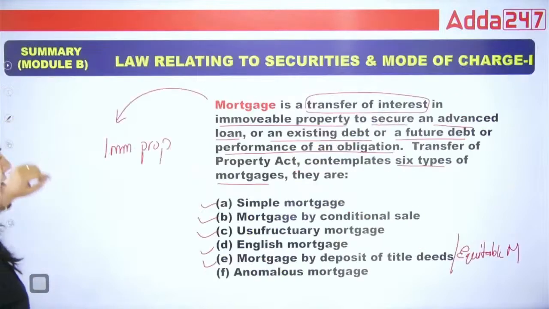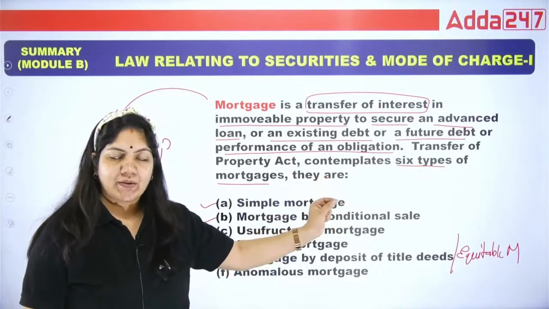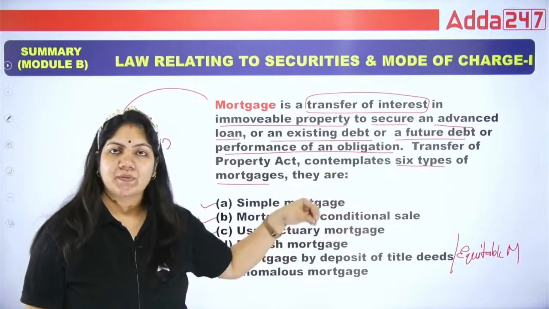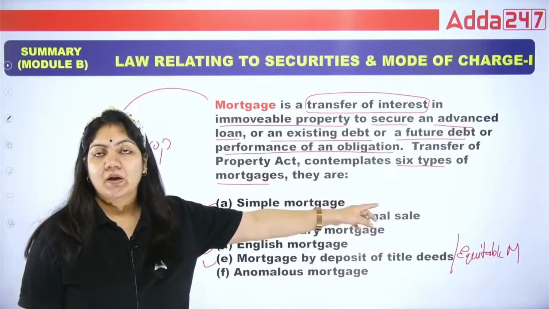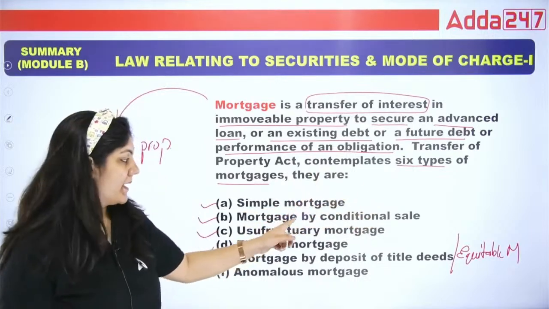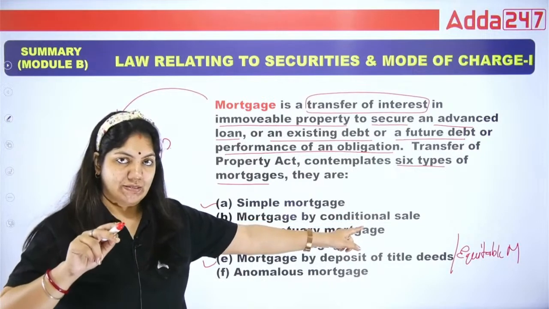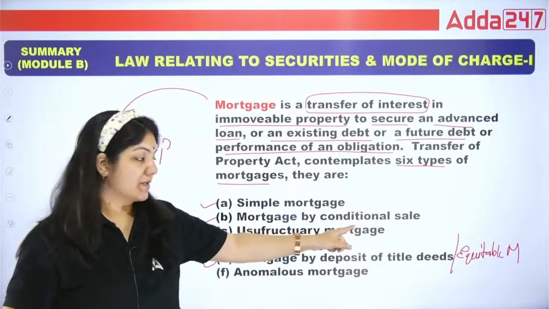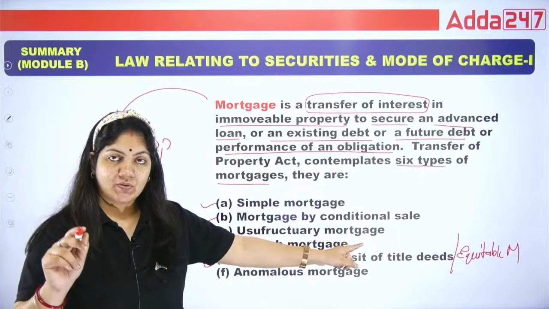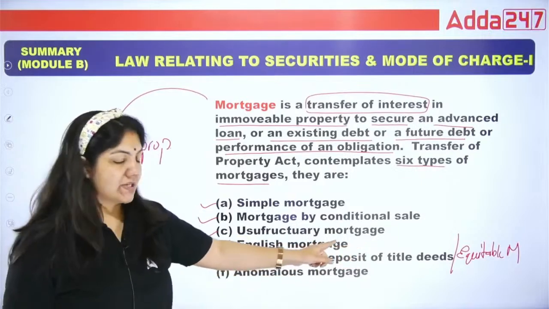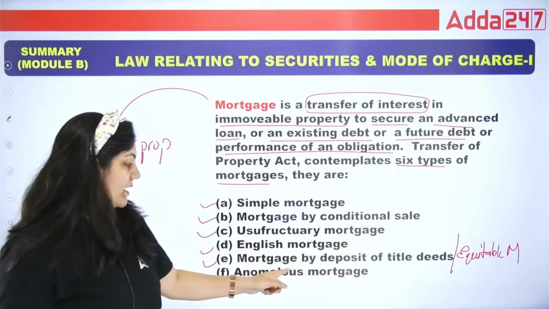Okay class, so if I tell you about the simple mortgage, possession is not transferred. The mortgagee can personally ask the mortgagor to give the money, and if the mortgagor is not able to pay the money, we can take the help of the court to sell the property. Conditional mortgage: the mortgage deed will be automatically converted into the sale deed if the mortgagor is not able to pay the money. Usufructuary: if the mortgagor is not able to pay the money, the mortgagee can use rent and profit. English mortgage: a certain date is decided and the property is absolutely transferred to the mortgagee.